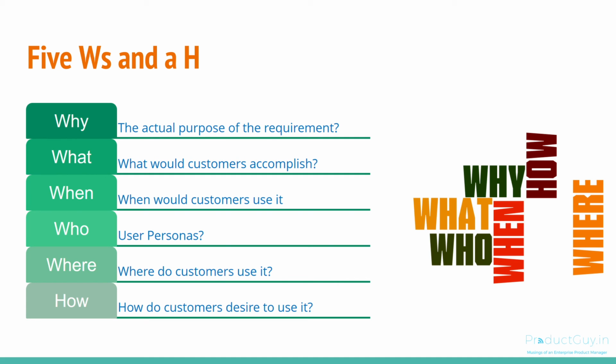The 5 Ws and an H framework expects the product manager to ask why, what, who, when, where, and how. Why does a customer need the requested change? What would customers accomplish with the proposed change? When would customers use it? Where would customers use it? Who will use the requested functionality? And how do they desire to use it?